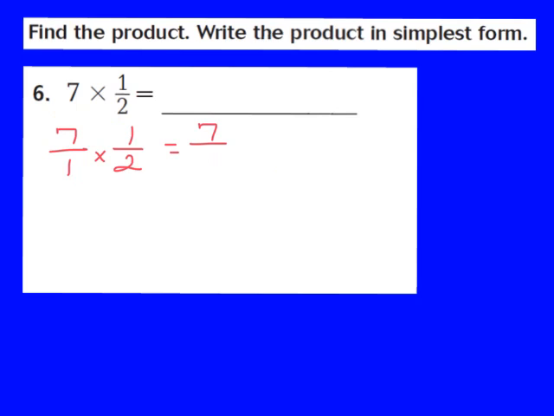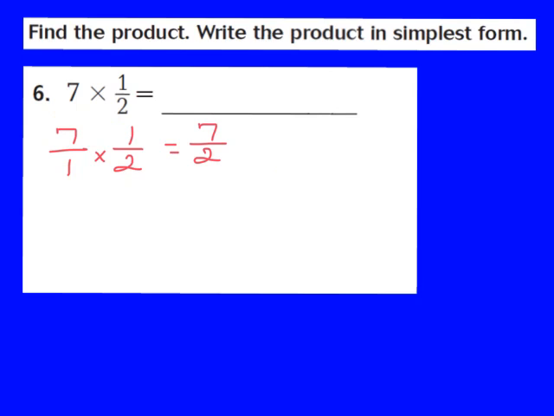Now our next step is to multiply the denominators, so I'm going to multiply my 1 times my 2, and once again we're multiplying straight across, denominator times denominator. I know that 1 times 2 is going to give me 2, so that 2 becomes the denominator in my product. Now my answer is 7/2, or 7 over 2, which means I have an improper fraction. So we have to now turn that into a mixed number answer.